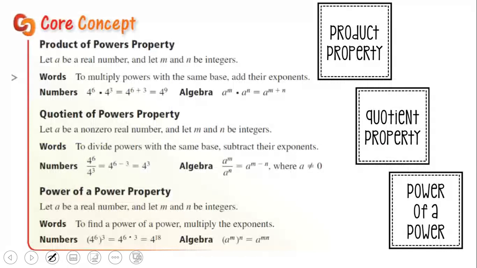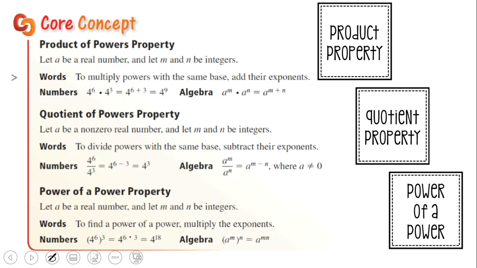A lot on this page, so let's take a look and break it down step by step. We have a lot of different properties here. We have the product of powers property. We have the quotient property. And we have the power of a power property. This is all about understanding and knowing your rules.